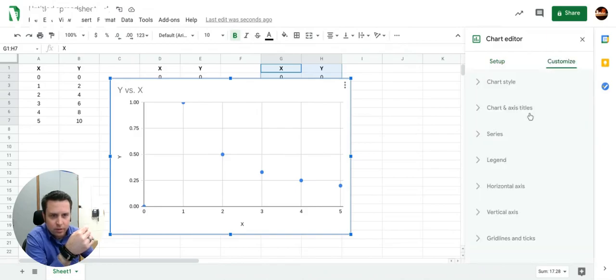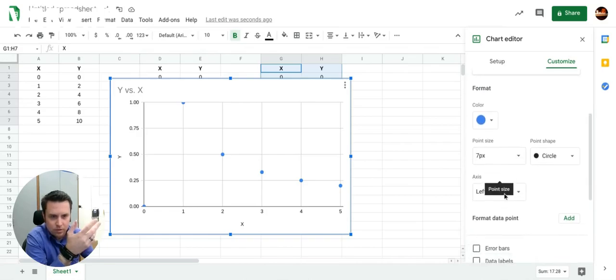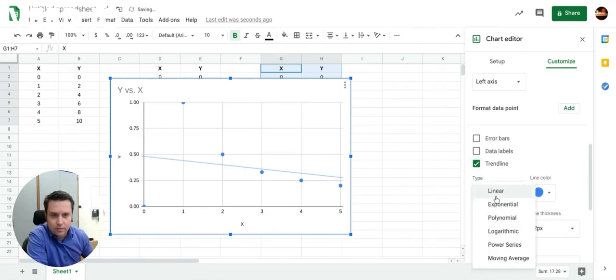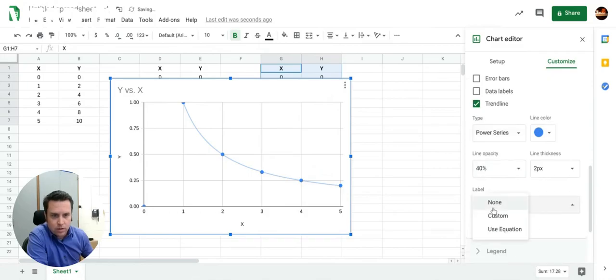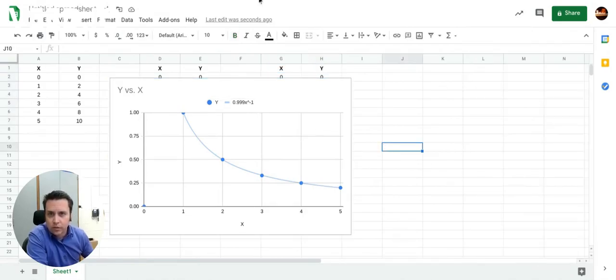So you go to Customize Series, and then Trend Line. It's not linear. Inverse isn't on here. Some applications have a specific inverse, but here it's a power, though, to the -1. So you put power series, label it, use equation. There's your power to the -1, which is your inverse relationship for this one. And then you are good to go with these.